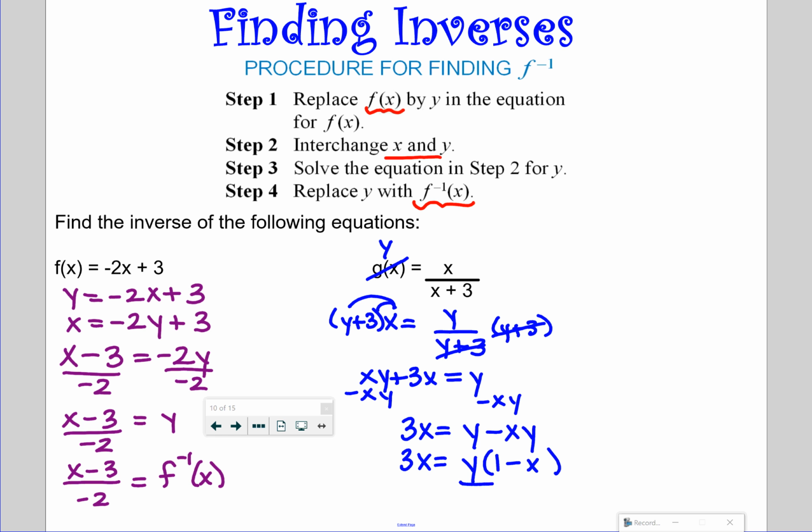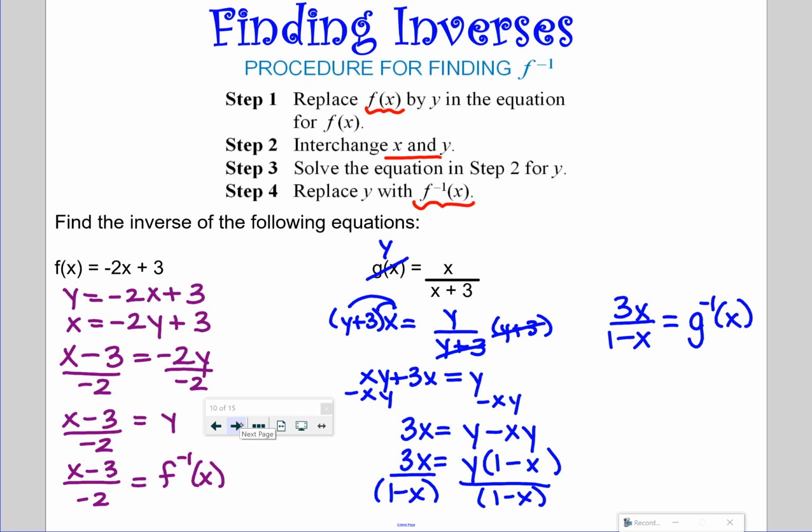Finally, if I divide by 1 minus x on each side now, I have my inverse. So my answer is going to be 3x over 1 minus x. On this right side here, the 1 over x's cancel. And instead of a y, remember we're going to put back in our inverse notation. So this was g of x. And again, I'm going to put that little negative 1 there to show that it is the inverse of my original function.